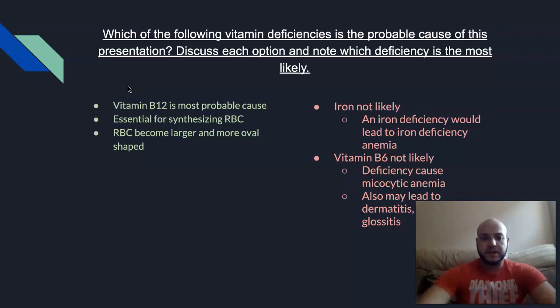Deficiency in vitamin B6 is also not likely, because this causes microcytic anemia, as opposed to vitamin B12, which causes this macrocytic anemia, where these red blood cells get larger and more oval. Vitamin B6 deficiencies can also lead to dermatitis and glossitis.